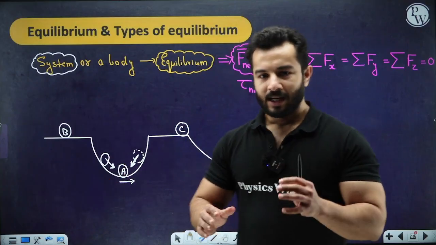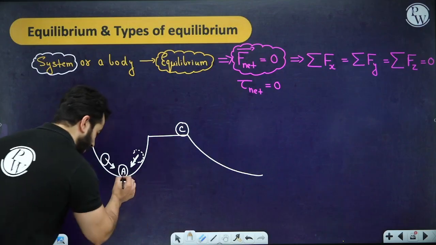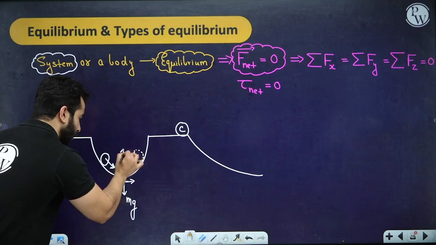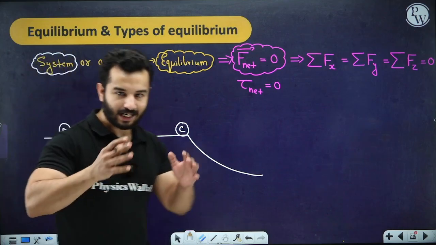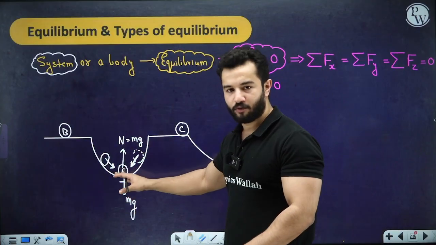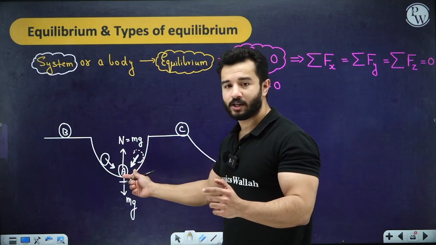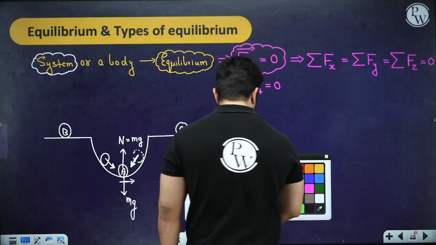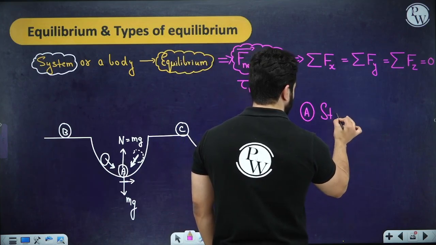Is that correct? Why is this an equilibrium, by the way? Because at this particular point weight is acting downward, that is mg, and the normal reaction by the ground is N, which equals mg, and there were no other forces till we applied any other force, right? So normal reaction equals mg, so net force is zero. So this is an equilibrium. The next question is, what type of equilibrium is this? This is a stable equilibrium. Why? The first type of equilibrium is actually known as a stable equilibrium.